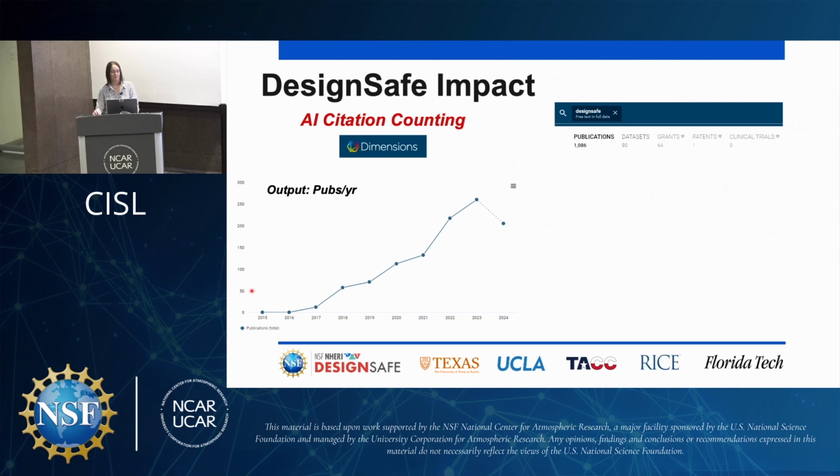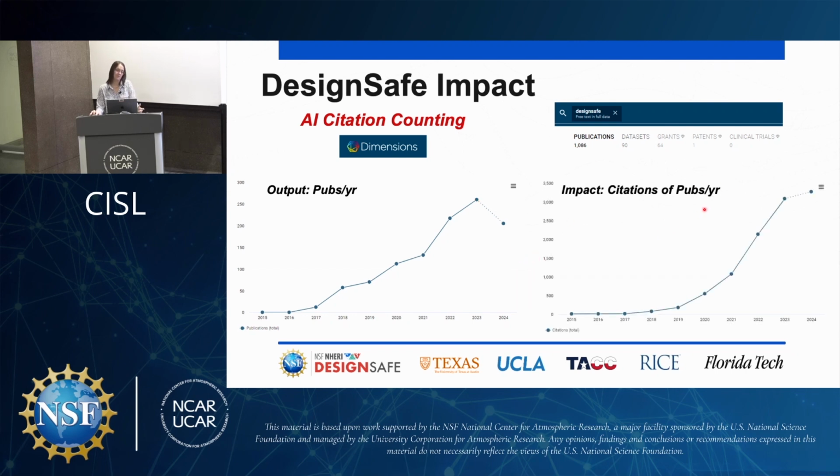It will track those publications over time. So clearly, we didn't start till 2017. And these are the output, so the publications per year that somehow mention DesignSafe. We're not getting that granularity. Is it data reuse? Is it primary data reuse? Or do they just say DesignSafe exists? But we're looking at 250 or so papers a year, going up.